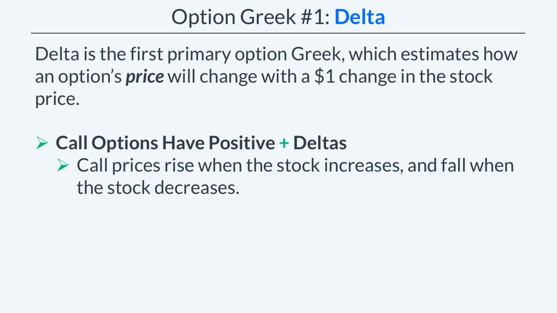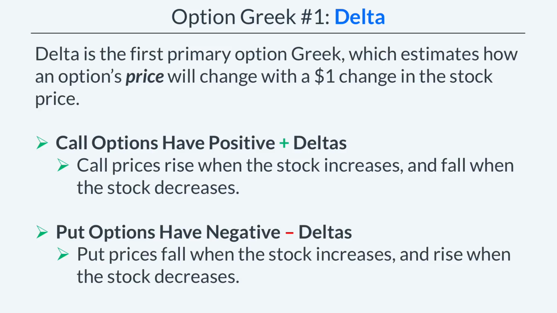First of all, call options have positive deltas, and that means that call prices rise when the stock price increases and call prices fall when the stock price decreases. That's because when you buy a call option, you have the right to purchase shares of stock at the call option's strike price. And when the stock price increases, your call option will have a higher probability of expiring in the money and therefore being valuable at expiration. But if the stock price increases further above your call's strike price, you now have the ability to buy shares at a deeper discount compared to where they're currently trading, which explains why call options increase in value when the stock price increases and fall when the stock price decreases.